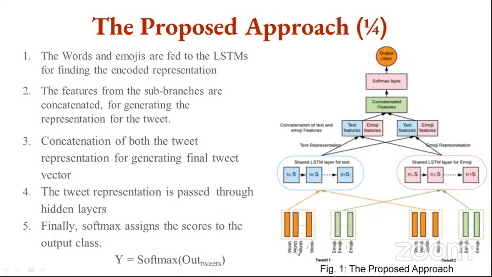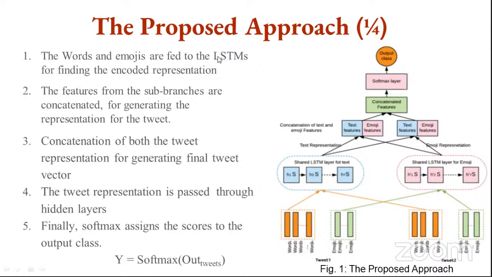So you can see these are the tweets and these are the emojis. Each tweet has two components: the text portion and the emoji portion. So we are considering both the components. The words are passed through the LSTM, and then we get the text features. Similarly, for the emojis, there is a separate LSTM architecture, which gives us the emoji features. Those are concatenated together, and then the concatenated vectors are passed through the softmax layer to predict the output class.